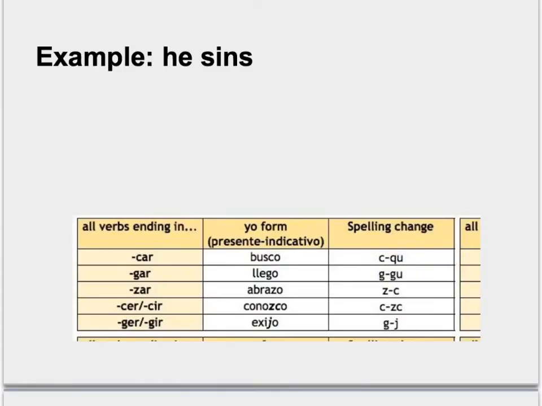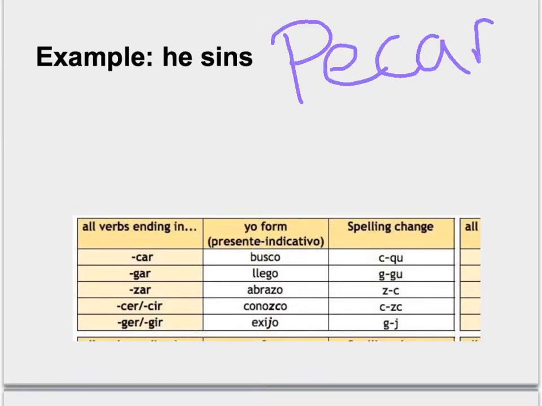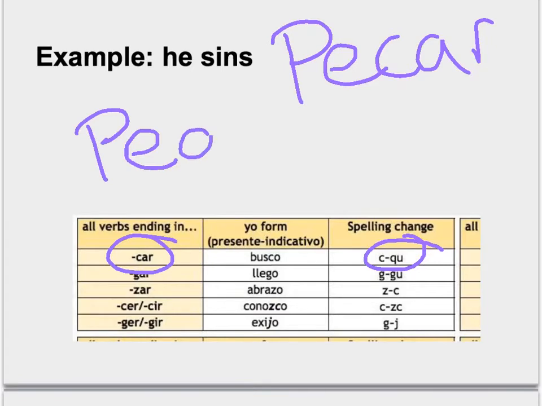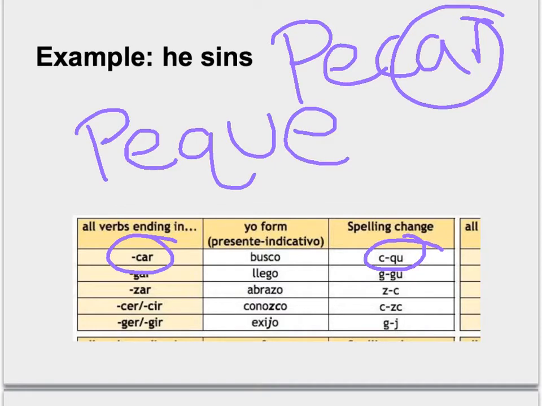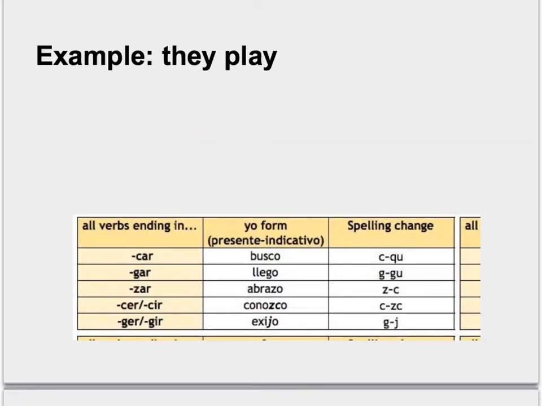Let's look at some examples together. He sins. The verb here is pecar, to sin, right? That verb ends in car, so we're going to look at this spelling change. The yo form is peco, P-E-C-O, and we know the c needs to change to qu, right? It's an AR verb, so the opposite ending is going to be e: él peque. Good?